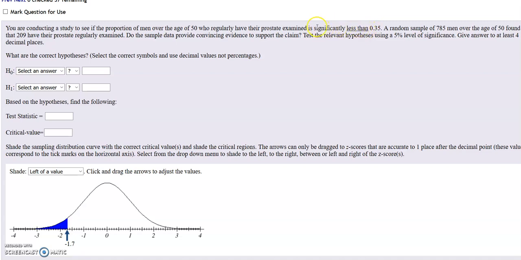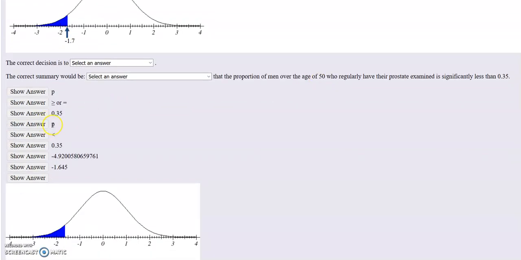So since they're asking, is it less than 0.35, that has to be in the alternative hypothesis, because remember, the alternative hypothesis always is less than, greater than, or not equal to. And the null hypothesis always contains less than or equal to, greater than or equal to, or equal to, okay? So our alternative hypothesis is P less than 0.35, which means the null hypothesis must be P greater than or equal to 0.35, okay? All right.